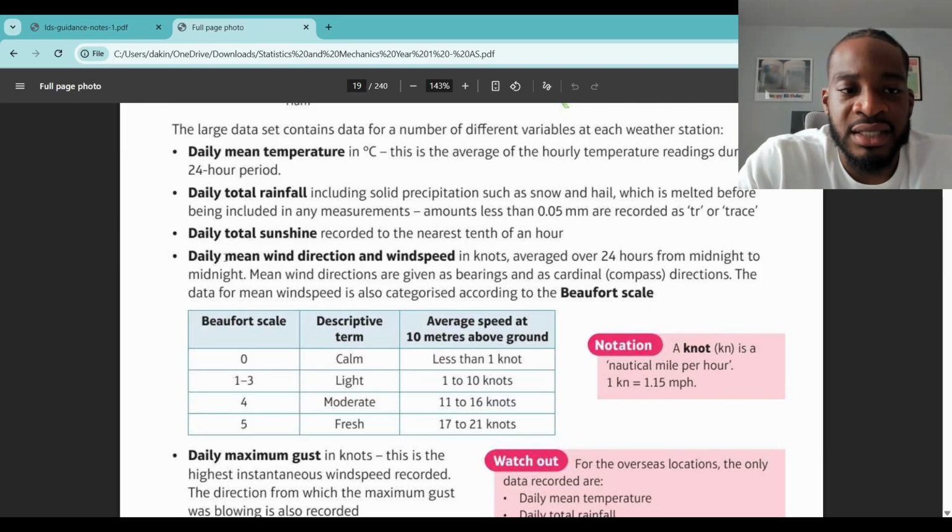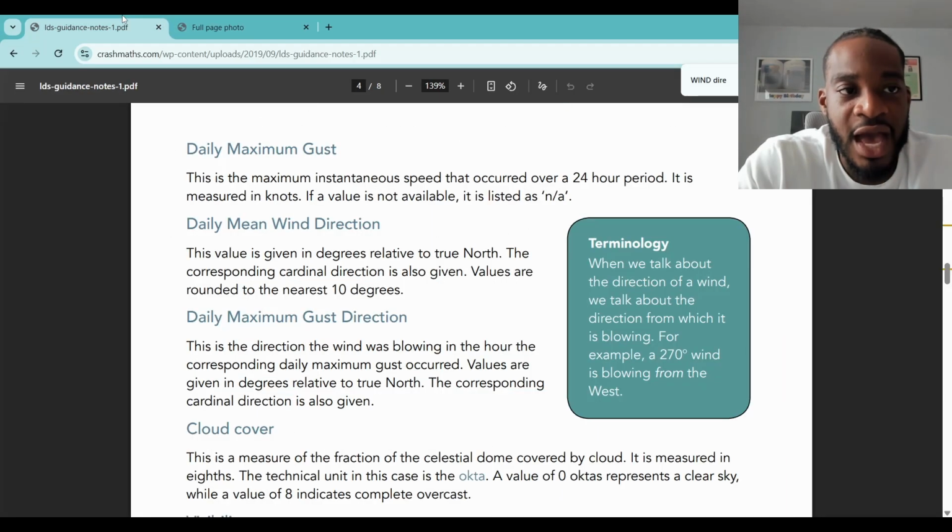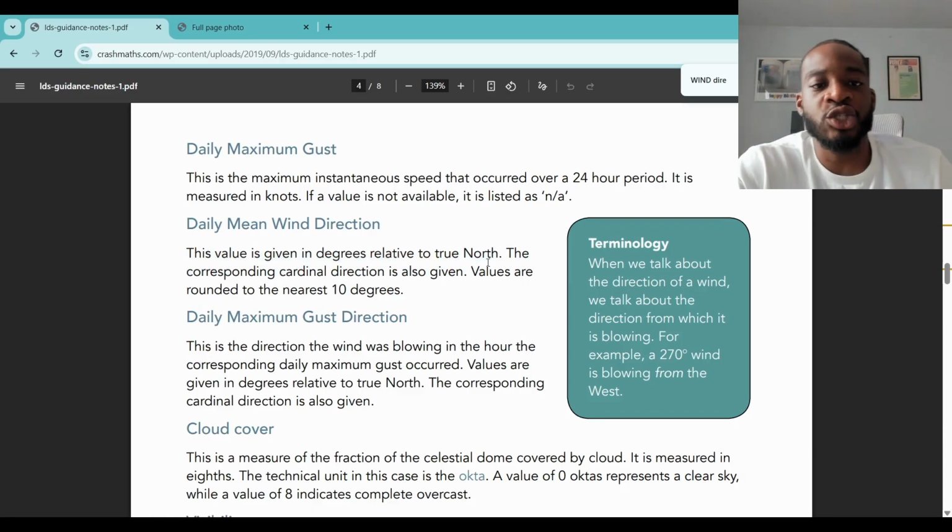So, what does it say about daily mean wind direction? It says mean wind directions are given as bearings. Another document here, which is really good, says the same thing. This value is given in degrees relative to true north. So essentially, they are given in degree bearings. So it's from 0 to 360.